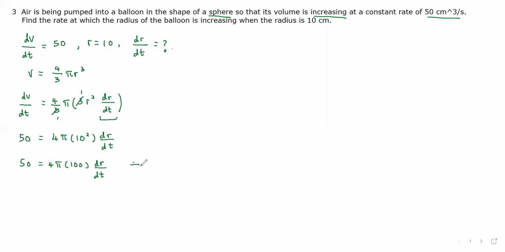We can divide throughout by 50, then this 50 becomes a 1, the 100 becomes a 2. So 1 is 8 pi dr/dt. To isolate dr/dt, we divide by 8 pi throughout, so that dr/dt is 1/(8 pi). Then the radius is increasing at a rate of 1/(8 pi) centimeters per second.